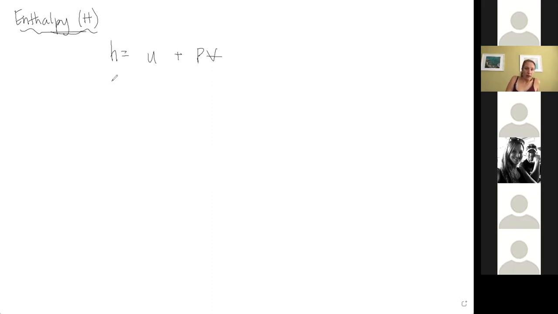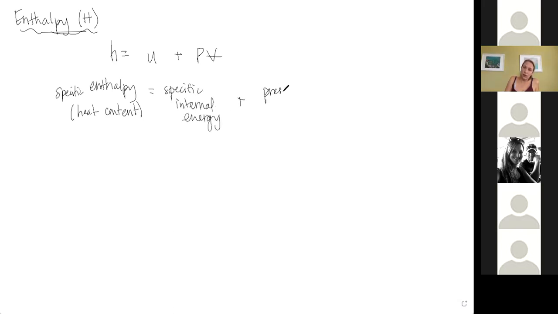So here we have specific enthalpy, which is our heat content, is equal to specific internal energy plus pressure times volume. And these are in units of kilojoules per kilogram.